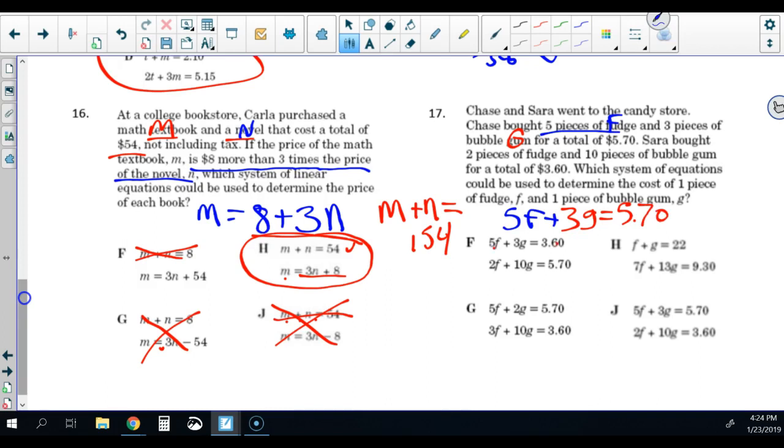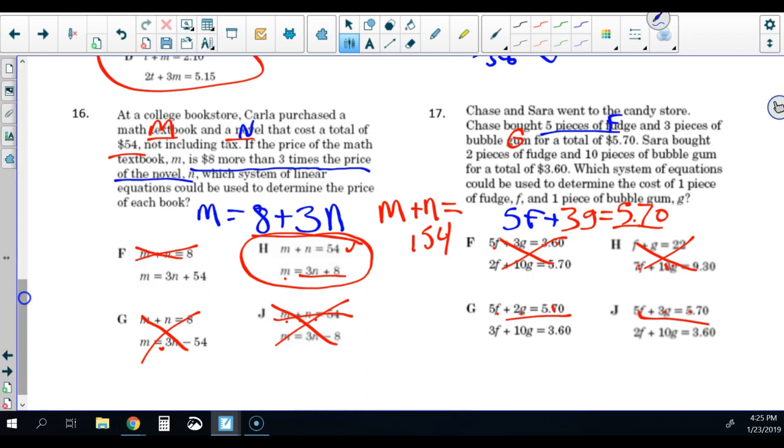5F plus 3G is 360. Well, no, it's 570. That's not right. 7F, I don't even know where these numbers are coming from. That doesn't look right. 5 pieces of fudge, 2 gums is 570. That looks good. 5 pieces of fudge and 3 gums is 570. That looks good. So it's either G or J.